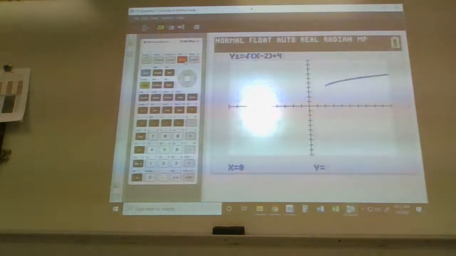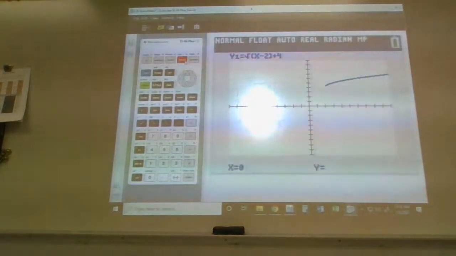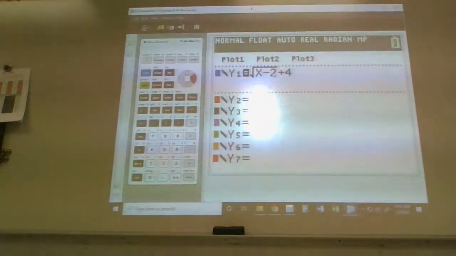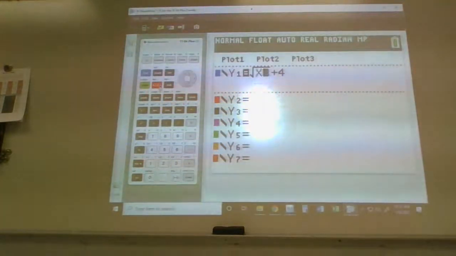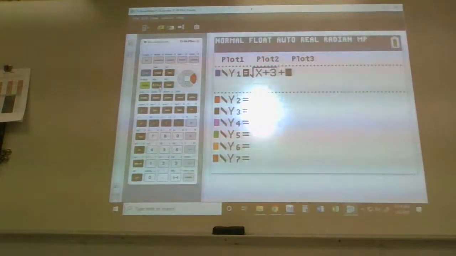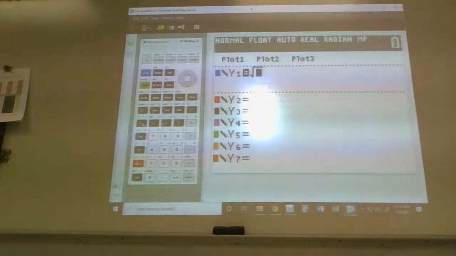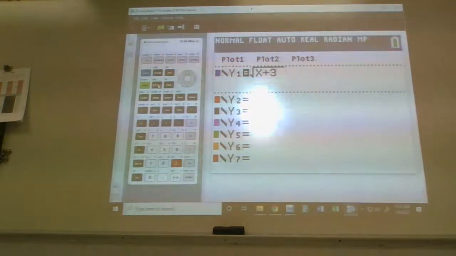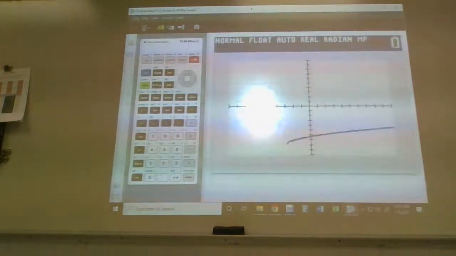Give me two completely different numbers. 3 and 8. Let's make the 8 negative. Let me change this up. Oh, didn't get the x. Hold on. Square root of x plus 3, minus 8. There we go. Nailed it. Now watch what's going to happen. Graph that sucker.